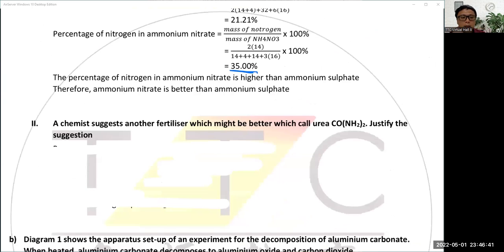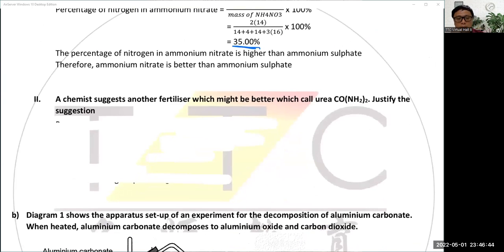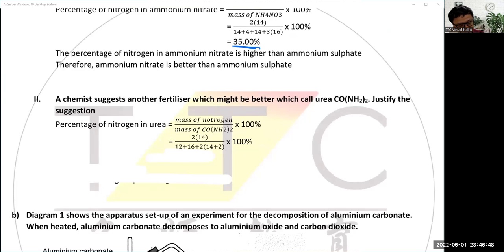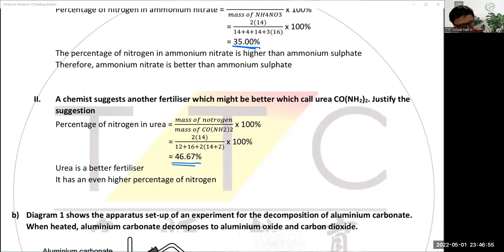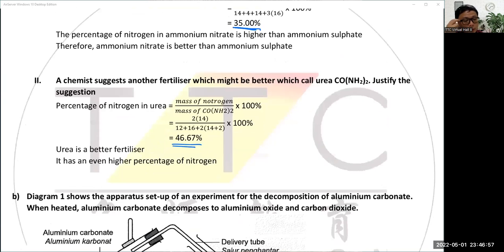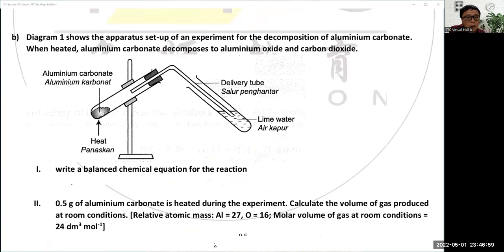The chemist suggests another fertilizer which might be better called urea. So we'll check the urea percentage. I'll get 46.67%, even better. So it's the best fertilizer. Then this is the same thing.